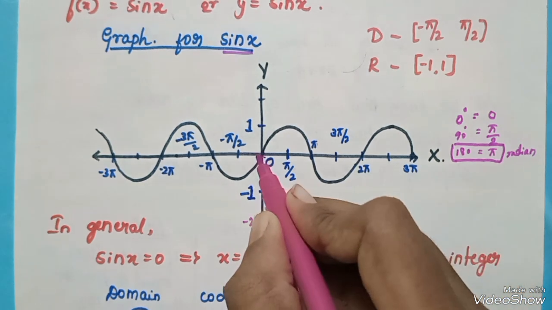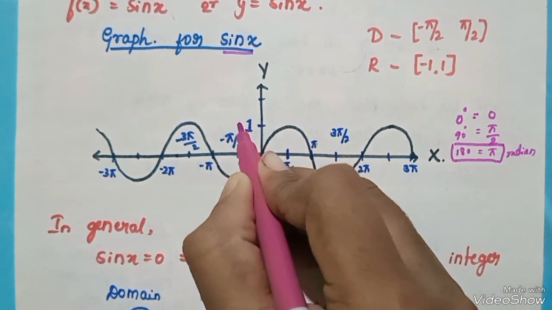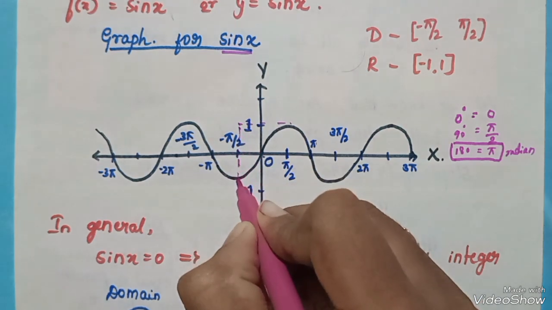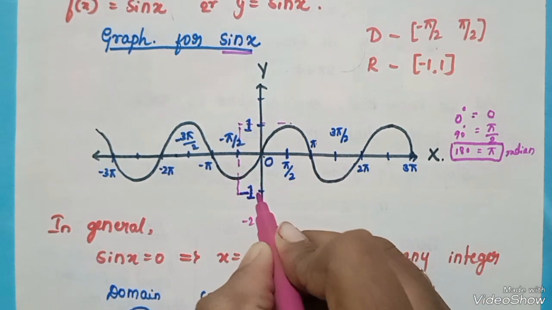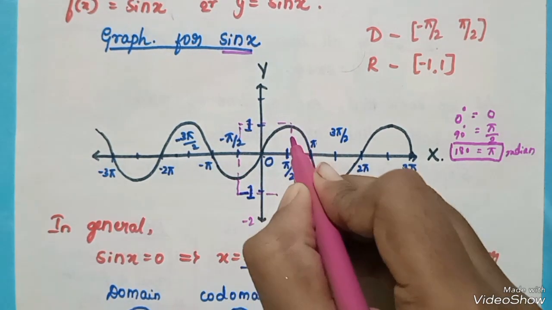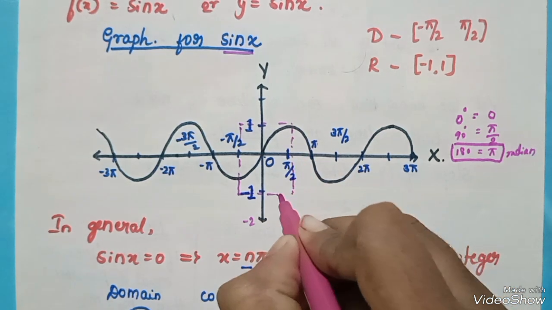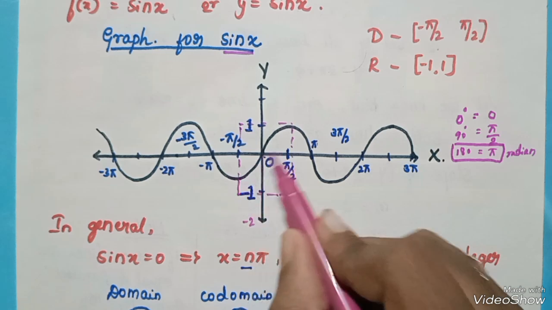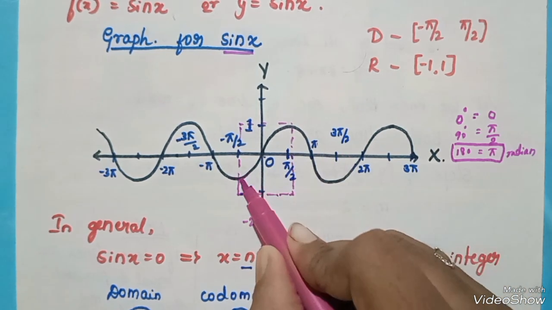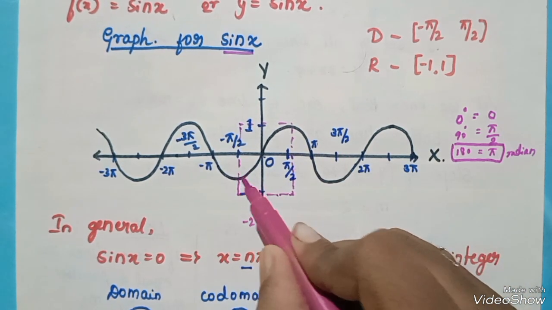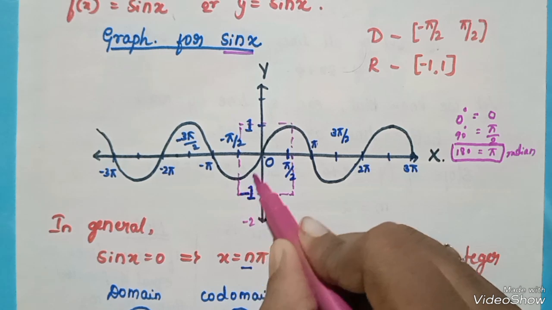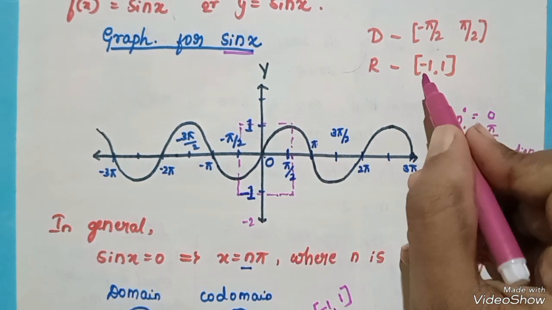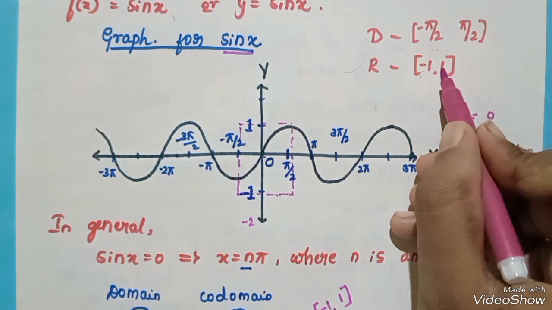Here in this graph, in this particular area, the values are not repeated. From minus pi by 2 to plus pi by 2, the values are taken from minus 1 to plus 1. Therefore the range should be minus 1 to 1.